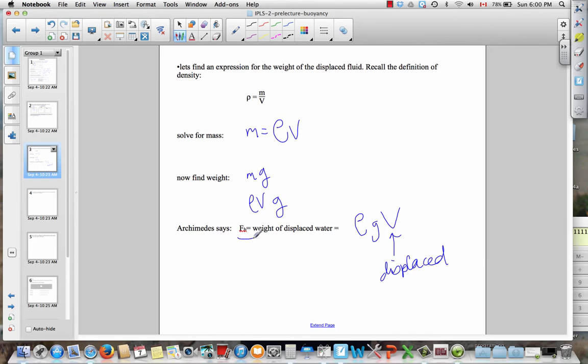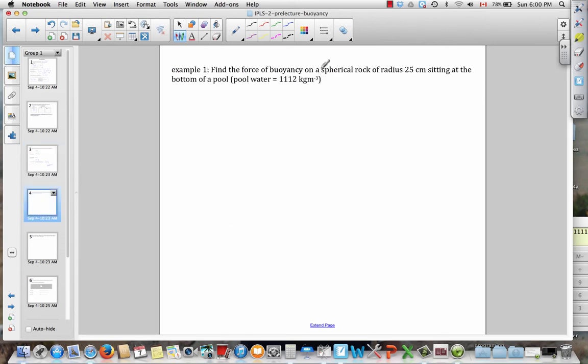Because Archimedes said that the buoyant force will equal the weight of the displaced water, and we showed in 2 places that that just equals rho gV. A couple of quick examples then. Let's find the force of buoyancy on a rock sitting at the bottom of a swimming pool.